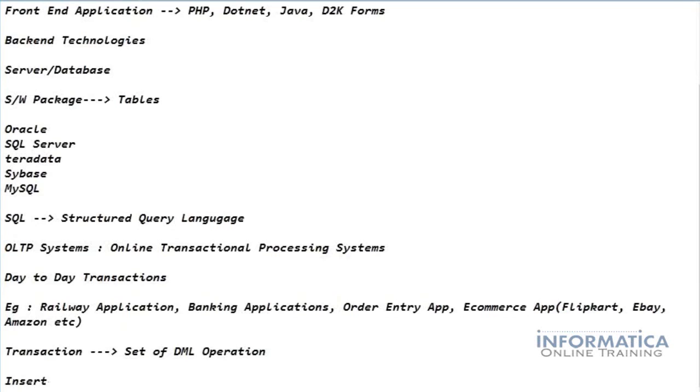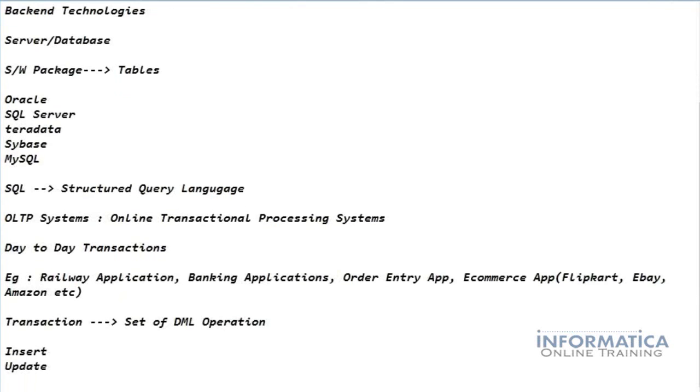Means what you are going to do? You are going to insert the data, update the data, and delete the data. Whenever you book a product, a record in your name will be inserted into the database. If you debit some amount from your account, your current balance will be updated. Whenever you deactivate your account, your account details will be deleted from the OLTP database. This is nothing but a transaction.